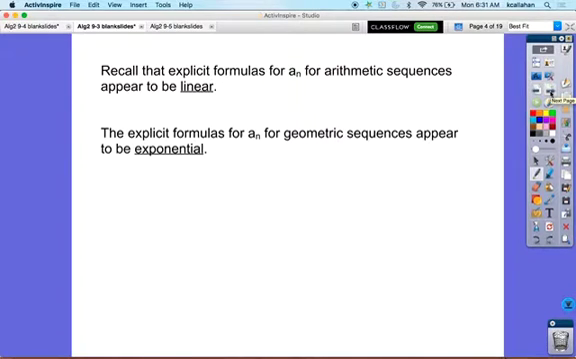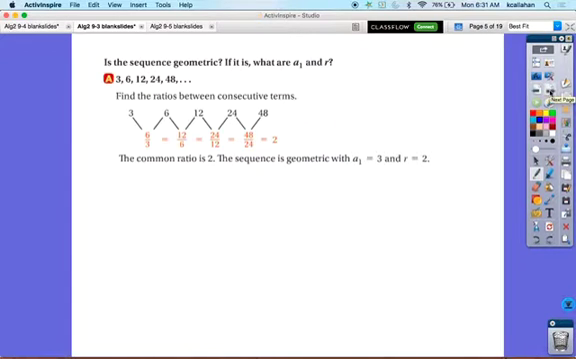So remember that explicit formulas for the nth term of the arithmetic sequence are going to be linear. That's something we've actually already covered. For geometric, the formula for the nth term of the sequence looks like it's exponential. You know, something that looks like 2 times 3 to the n. That looks kind of exponential. And that's what we expect to see from a geometric sequence. So, is this sequence geometric? If so, what are the a1 and the r?